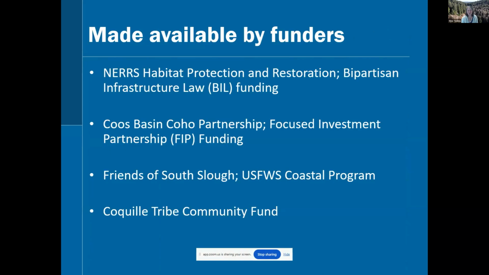And then this project is really made possible by our funders. The NERRS Habitat Protection and Restoration Funds, which were made possible by the Bipartisan Infrastructure Law, are the main funders and really are covering a lot of our monitoring work as well as the restoration. So really grateful for that. And then the Coos Basin Coho Partnership, with the Focused Investment Partnership funding, Friends of South Slough, the US Fish and Wildlife Service Coastal Program, and the Coquille Tribal Community Fund have all contributed to this.